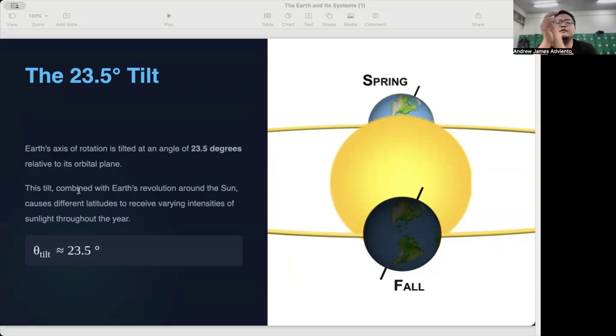23.5 degrees. Imagine holding a flashlight at an angle against a wall. The light spreads out and feels weaker. If you hold it straight, the light is bright and intense. Because of this tilt, as Earth orbits the sun, different parts of the planet take turns leaning toward the light or leaning away from it.